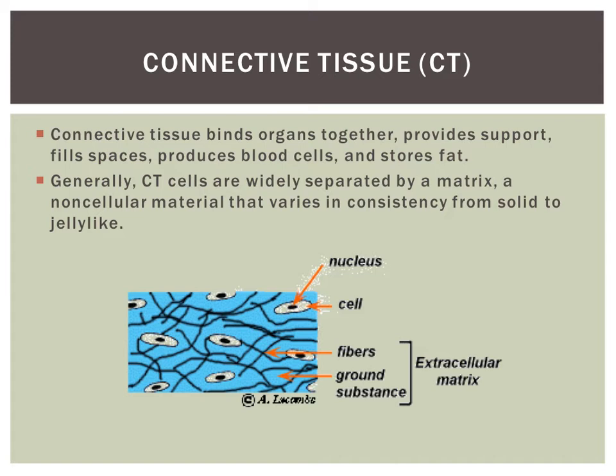Generally, they are widely separated by space that is filled with a matrix. And matrix is a non-cellular material that varies in consistency from solid to jelly-like. So we'll see a little bit of a variation in how much space is between the cells, but most of them are going to have a lot of separation between them. You can see that in the diagram here. This is our cell, and this is a cell, and this is a cell, and this is a cell. So we have all of this blue space in between the cells that's filled with matrix. And matrix is made up of 2 parts, fibers and ground substance.